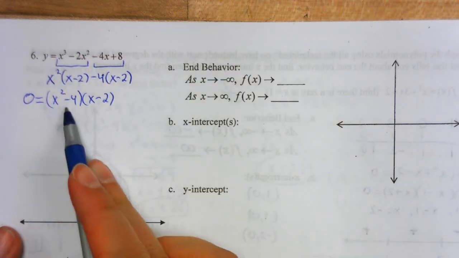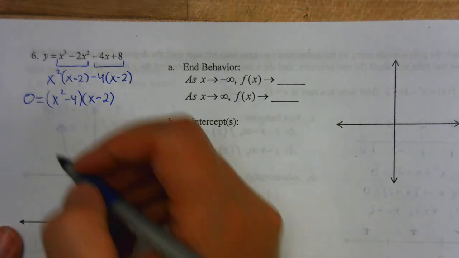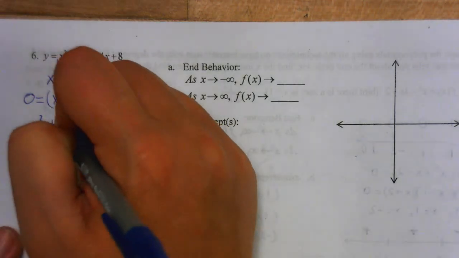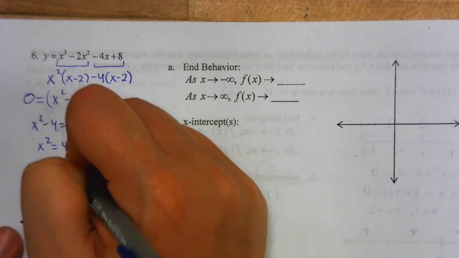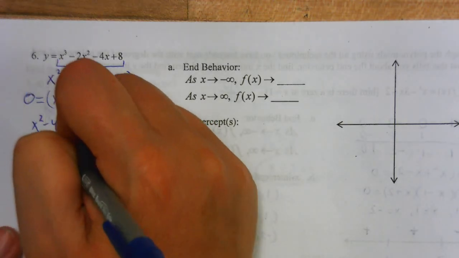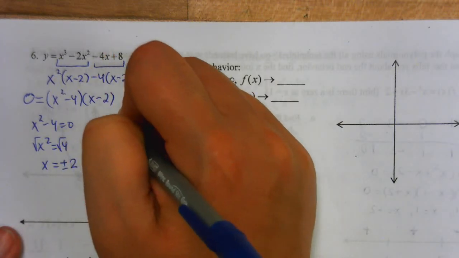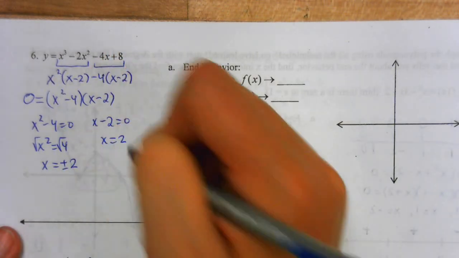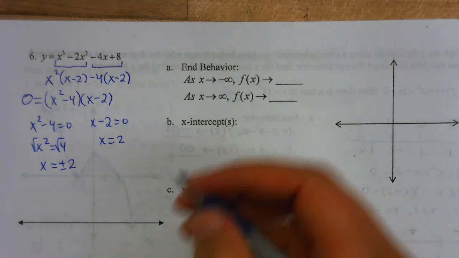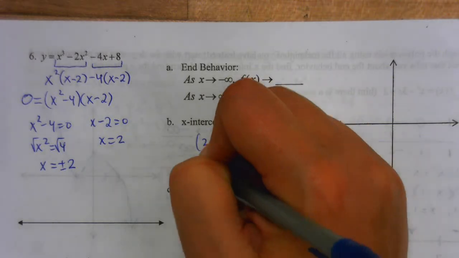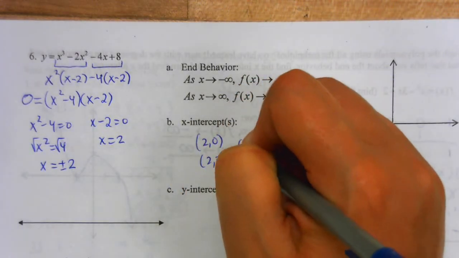At this point, you can continue to factor or just set both pieces equal to 0. So I have x squared minus 4. I'm going to add 4. I take the square root. I get plus or minus 2. And over here, I get x minus 2 equals 0, so I get x equals 2. So I have a double root again at positive 2. So my x-intercepts, we have 2, 0, another 2, 0, and a negative 2, 0.